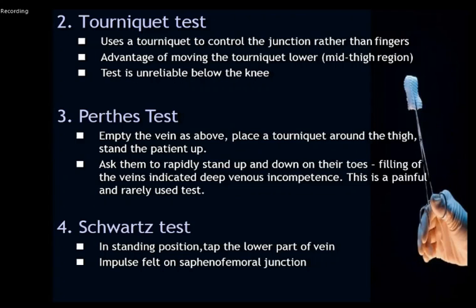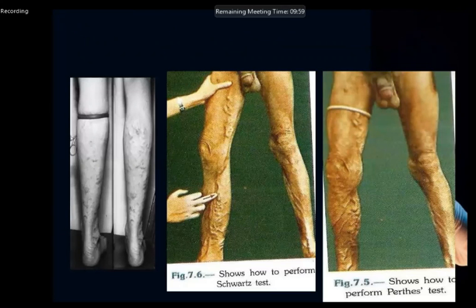And the other one is the Schwartz test. In this, in standing position, if we tap the lower part of the vein, we can feel an impulse at the saphenofemoral junction. This is called the Schwartz test. In this picture, Figure 7.6, they show how to perform the Schwartz test. They have placed the thumb on the saphenofemoral junction above, and tap the vein from below, and above at the thumb you will feel a percussion wave.